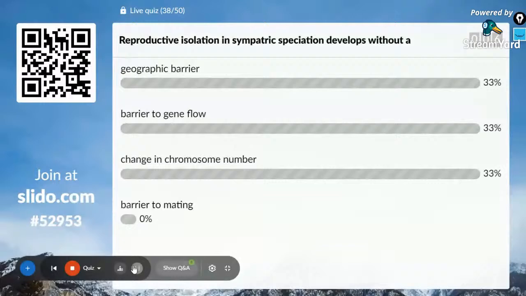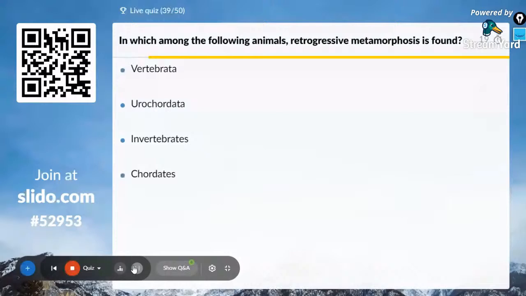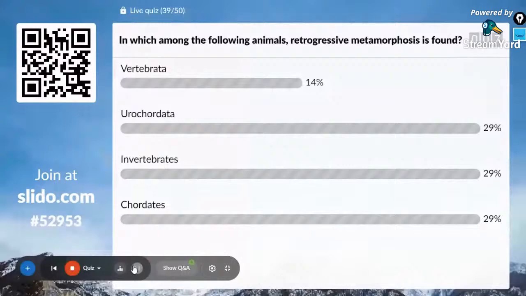Geographic barrier. Okay. Next question. In which among the following animals is retrogressive metamorphosis found? Urochordata is the answer. Next question on the screen.